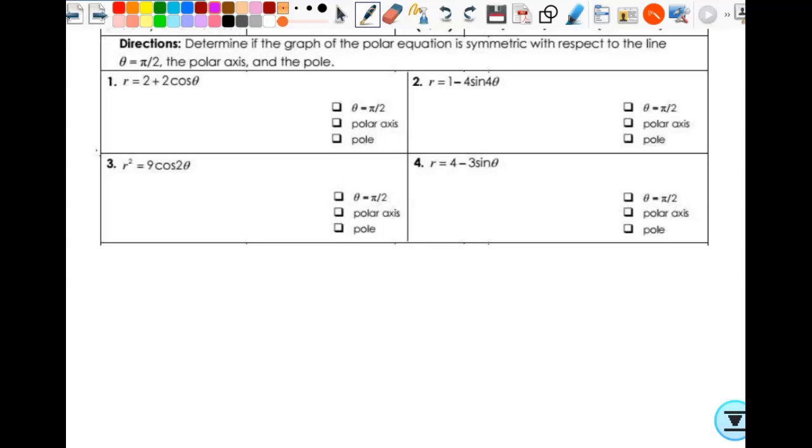All right, so let's look at number 1. It says determine if the graph of the polar equation is symmetric with respect to the line theta equals pi halves, the polar axis, or the pole. So this right here, I have two terms. So that means that I have an A and a B, and in this case, A equals B. And if A equals B, what is this thing? Cardioid.